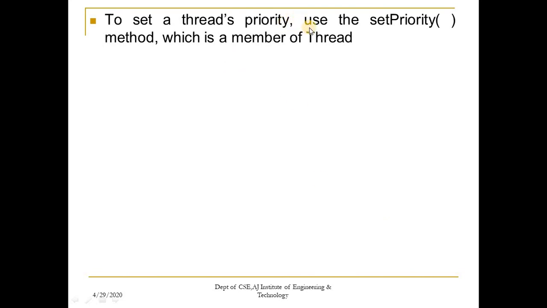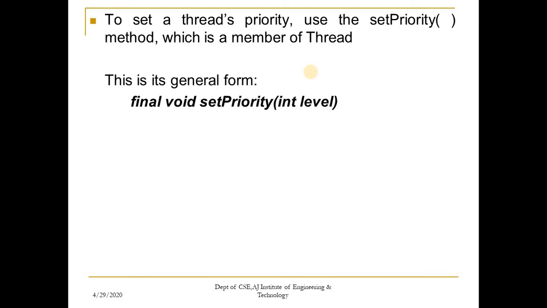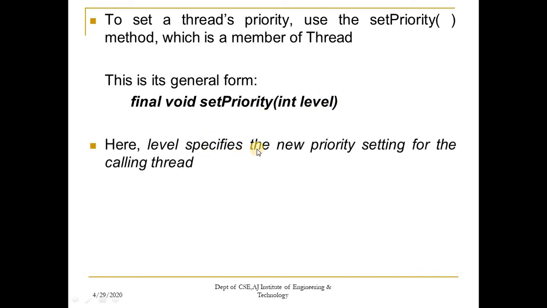To set a thread priority, use the setPriority method, which is a member of the Thread class. If you want to assign a certain priority to a thread, you can use the setPriority method. This is the general form: final void setPriority(int level). What priority you want the thread to have, you specify by the level parameter. The level specifies the new priority setting for the calling thread.